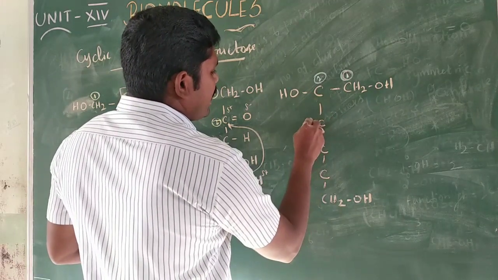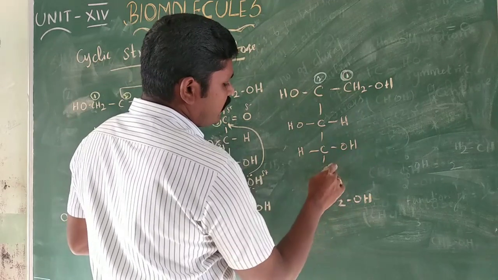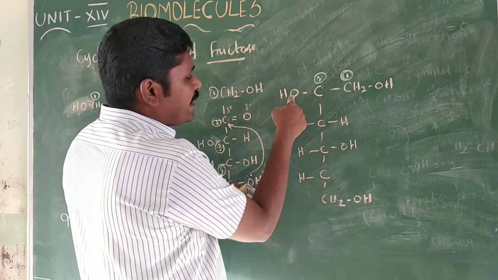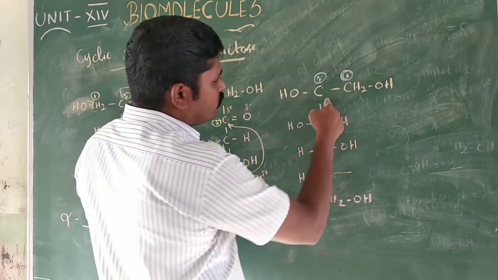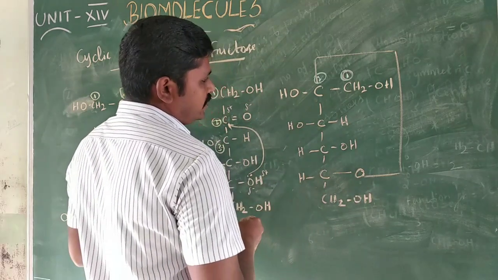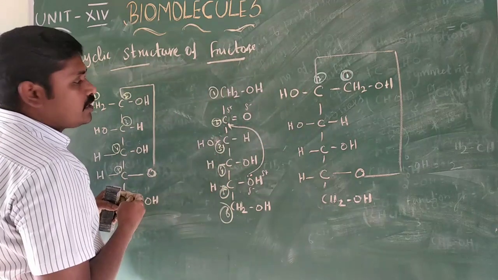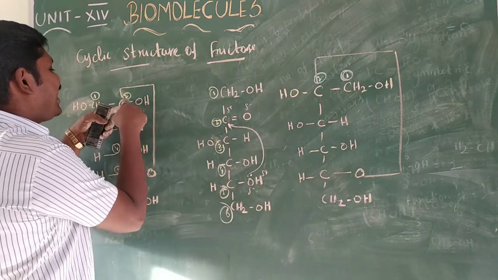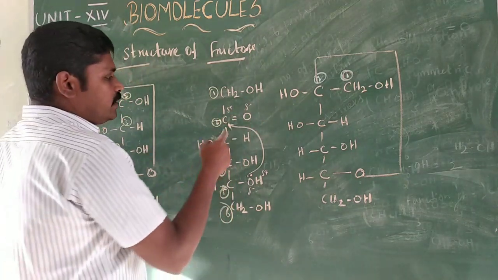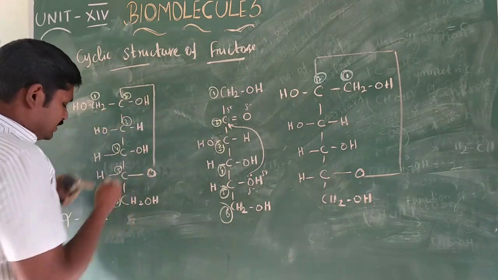Second and third carbons have no change, OH and H. The fourth also has no change, H and OH. In the fifth, H. The hydrogen attached to the carbonyl carbon's oxygen, and that oxygen joins to the carbonyl carbon. So both are anomeric, the same fructose structure. The hydroxy group is attached to the second chiral carbon. A new chiral carbon is formed at the second carbon. Where the OH is attached to the right-hand side, it is the alpha.